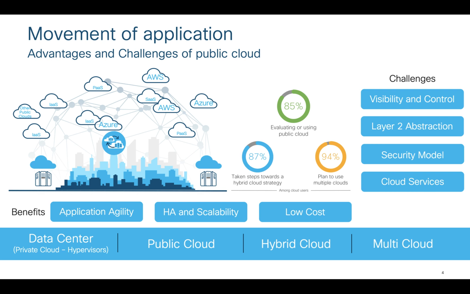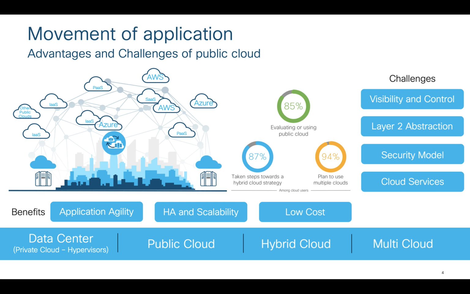The challenge of this particular model is visibility and control. The moment you move your application outside of your data center, you lose control of that application and you don't have visibility of what is happening in the network. But with virtual appliances like ASA and next generation firewall, you still have the option of protecting your workload in the cloud the same way you protect your workload in your data center.